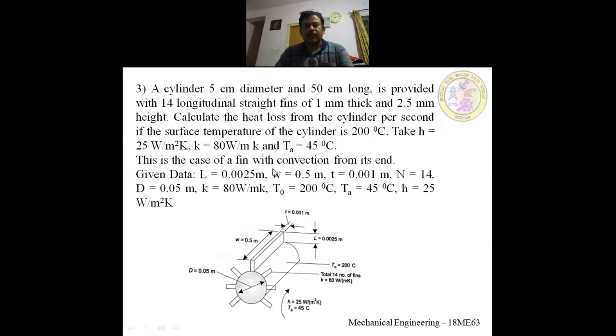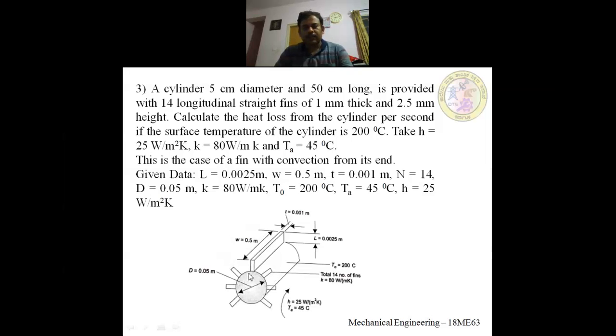Now, this is a case of a fin with convection from its end. They have not told whether it's an insulated fin, so definitely it will be a fin with convection from its end. Now the problem: they have told that there is a cylinder of 5 centimeter diameter. I have shown you the figure also. This figure has not been given by the problem. I have drawn it for your understanding.